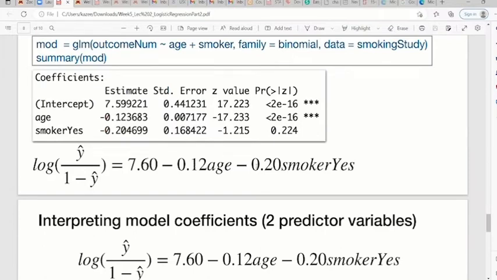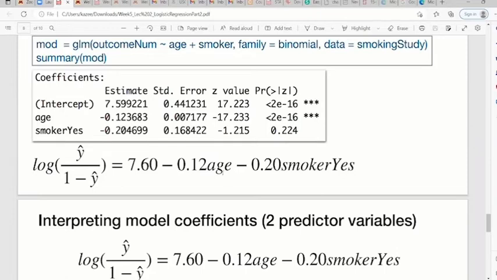Now, if you want to interpret this second one, you're going to say, when you look at the log odd of being alive, when you go from smoker yes to smoker no, I'm going to say it again. Right now, this is smoker yes. What is the log odd of being alive if we go from smoker yes to smoker no, to somebody who doesn't smoke? We have to hold age at a constant.